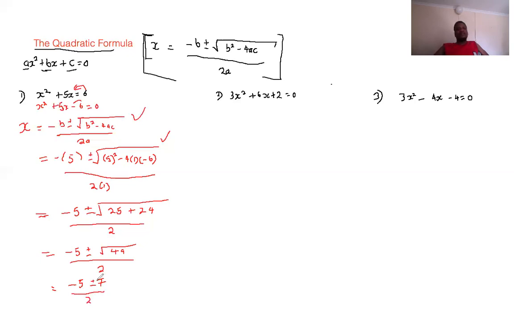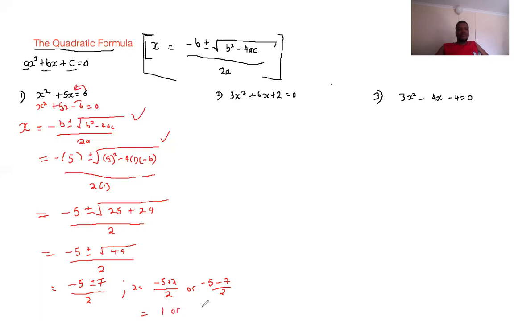Now, remember, it's a quadratic, so we must get two values of x. One value of x is when you take the plus sign, the other value is when you take the negative sign. So you're going to see that x is equal to negative 5 plus 7 all over 2, or negative 5 minus 7 all over 2. Negative 5 plus 7 gives us a 2. If you punch this in the calculator, you get 1.